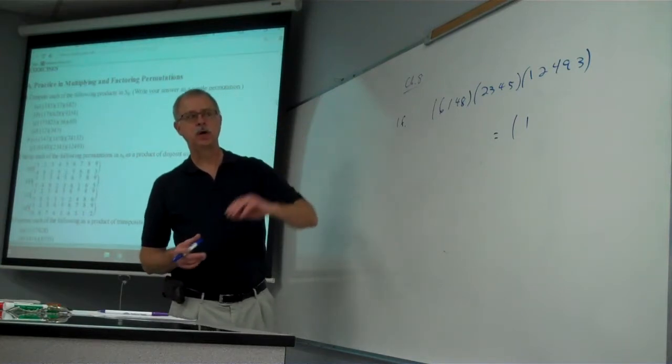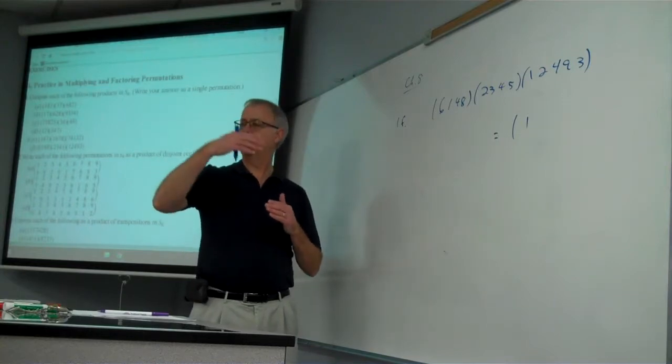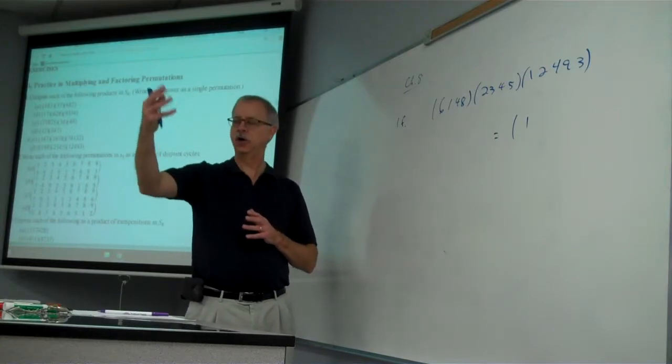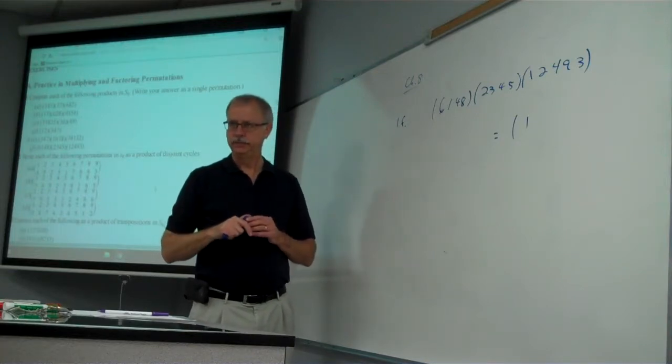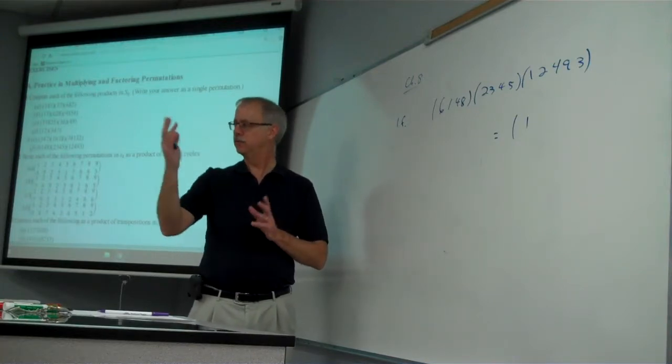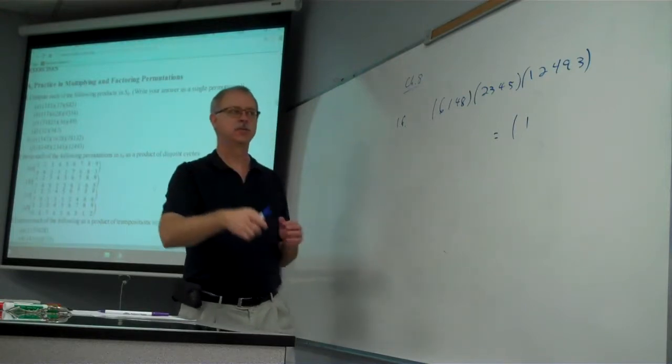Now, anytime we're working with permutations, it's function composition. So we start from the right and we work our way left. The rightmost function is what's done first, then the next one, then the next one. It's one of the few times we actually go right to left. Most of the time we're very familiar going left to right, but it's right to left with function composition.